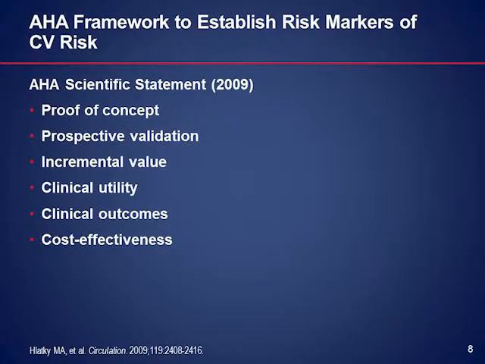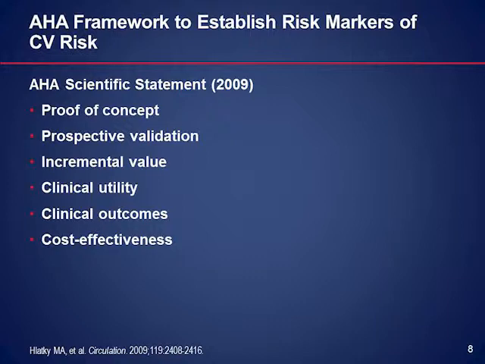So the American Heart Association has a very tight framework to establish risk markers of cardiovascular risk. So this will elevate the biomarker to the risk marker. And there are 6 elements here, and they are proof of concept, prospective validation, incremental value, clinical utility, clinical outcomes, and cost effectiveness. And it's interesting that cost effectiveness is actually included in this scheme.